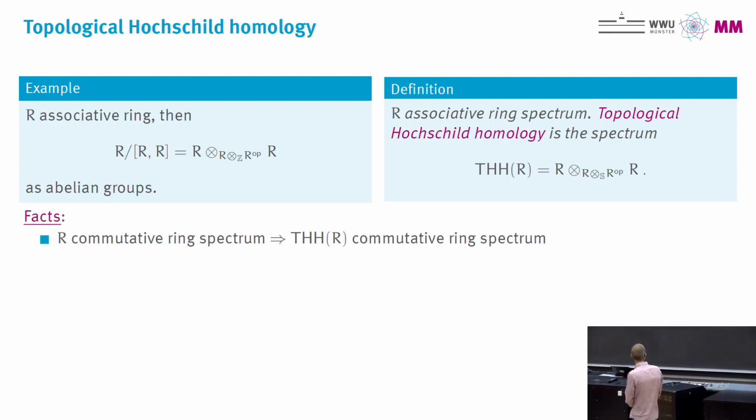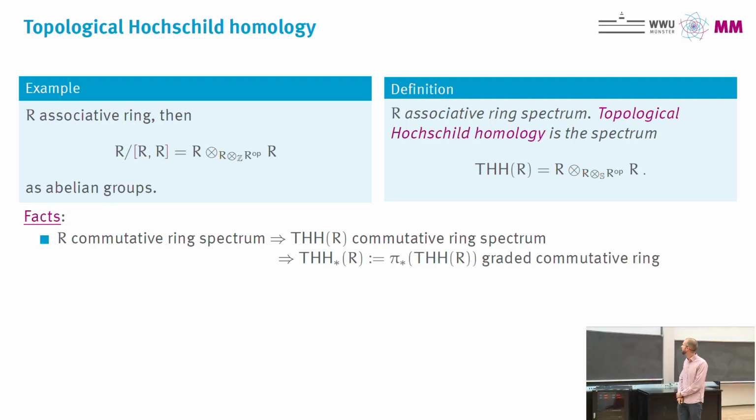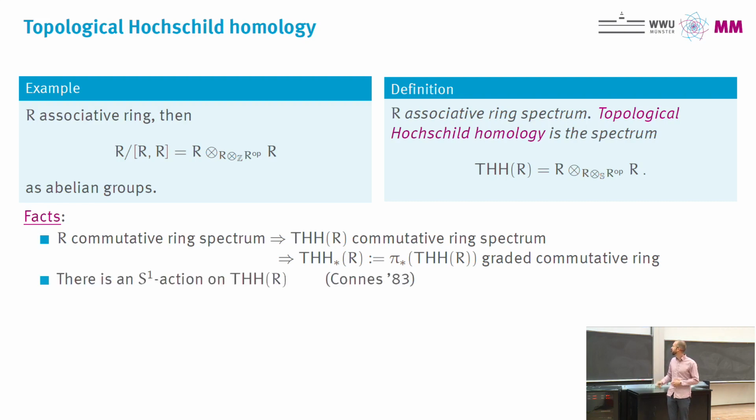If R is a commutative ring spectrum, then THH of R is also a commutative ring spectrum. As a result, the homotopy groups of THH form a graded commutative ring. So that's very often useful. Even though this is the analog of the associative Frobenius, we will actually exclusively apply it to commutative rings. But somehow, in higher land, even the analog of the associative Frobenius and the commutative one differ.